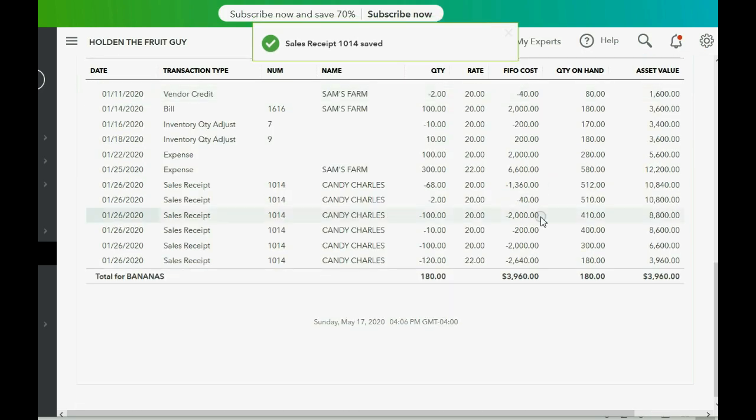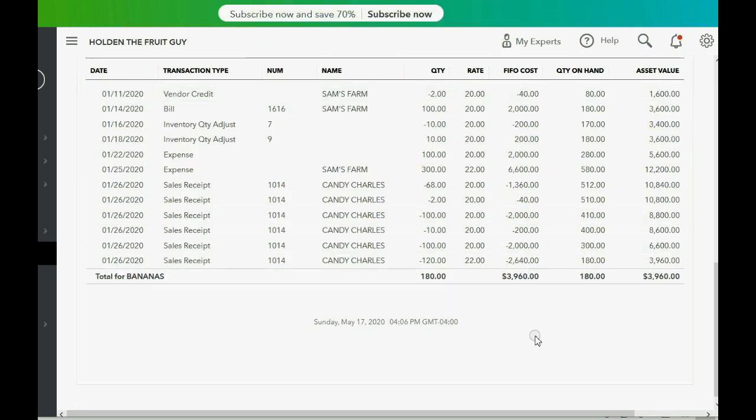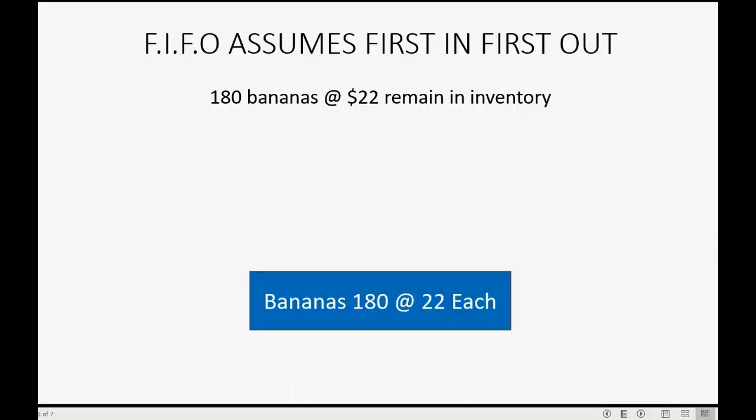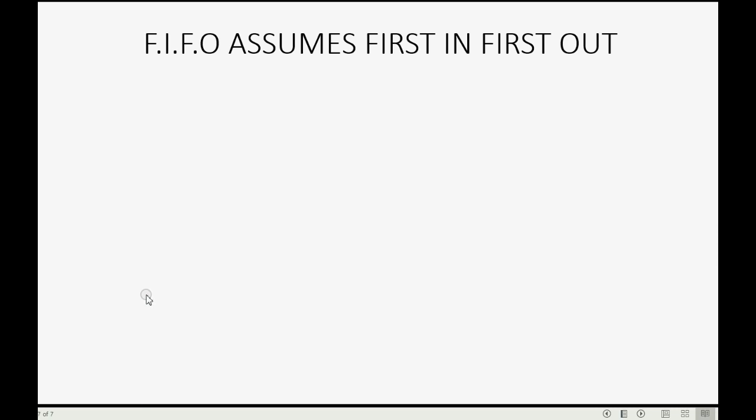Now scroll down to the very bottom. You can see that what's left in inventory is 180 bananas. That's the ending quantity on hand after the last transaction. 180 bananas, and they're $22 each. And if you multiply the 22 times the 180, that explains the asset value, $3,960.